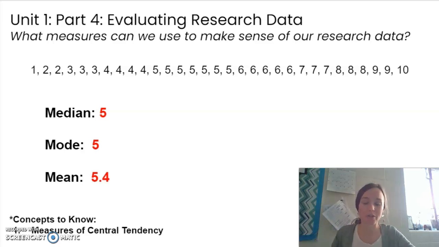The mode, the number that occurs most often, is 5. It occurred 7 times in this data set. For the mean, you would have had to add all of these numbers together. You should have gotten 168, and then divided by the number of numbers, which is, I think, 31 in this data set. So you should have gotten 5.4.